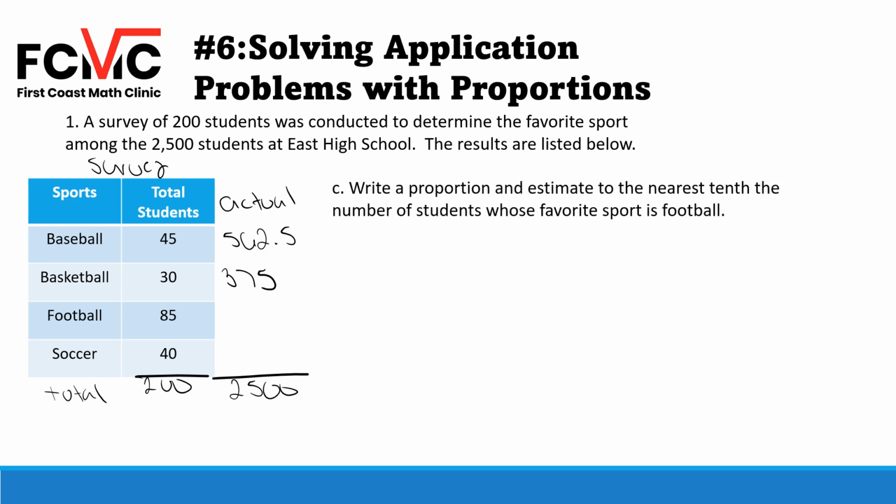All right, so we have the same scenario here, a survey of 200 students, and we want to determine the favorite sport among 2,500 students. So now we want to figure out how many students' favorite sport is football. Football is here. Baseball we had 562.5. Basketball we had 375. Football, that's going to be our unknown, so that'll be x. So again, we'll set up our part to our total.